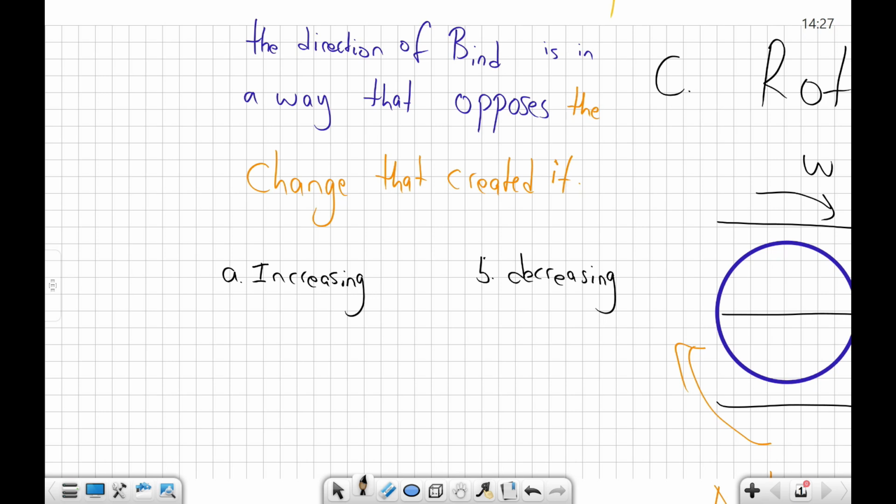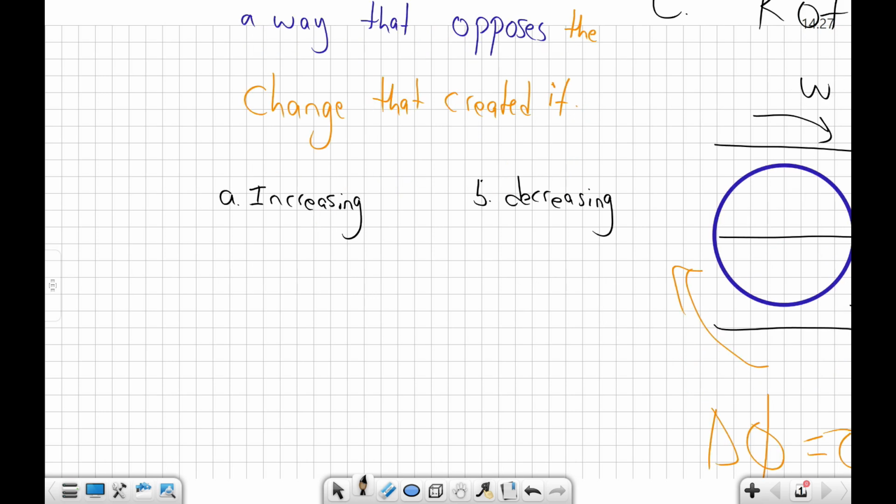An example for the increasing was the moving toward. An example for the decreasing was moving away. So when it is increasing, it doesn't want the field to increase. When it is decreasing, it doesn't want the field to decrease. So what does it do? It will always oppose this change. Let's say that the field is increasing and the field is to the right.